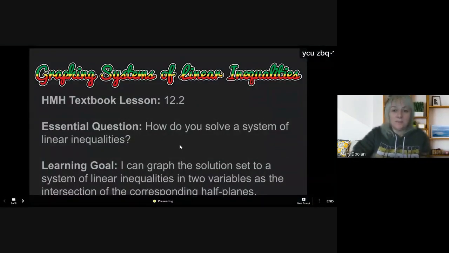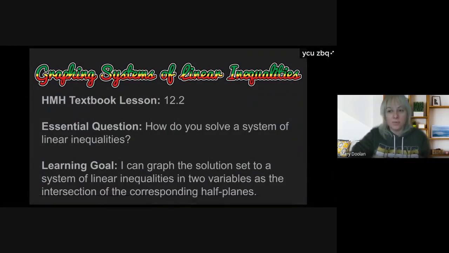Okay, so this is the lesson that we're going to be doing today. And this week so far, we've been reviewing how to graph a single linear inequality. And so today we're going to look at graphing systems of linear inequalities. Instead of graphing just one inequality, we're going to be graphing 2 inequalities at the same time on the same coordinate plane. And this is 12.2 from your textbook.